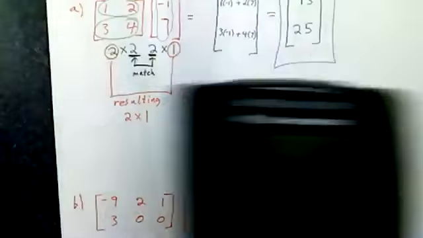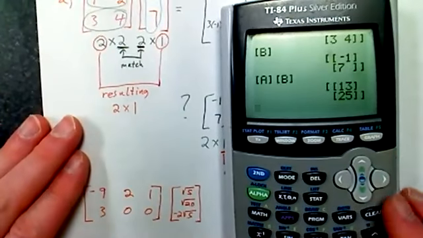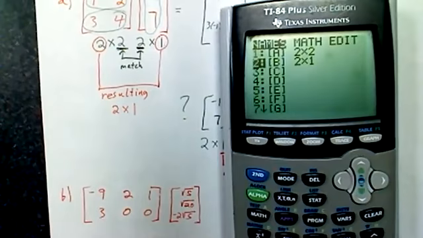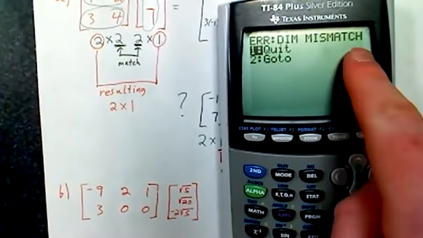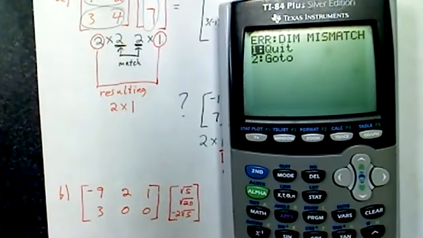In fact, I'll try it in the same way. Instead of A times B, let me do B times A. B times A. Dimension mismatch. Can't do it. Okay.